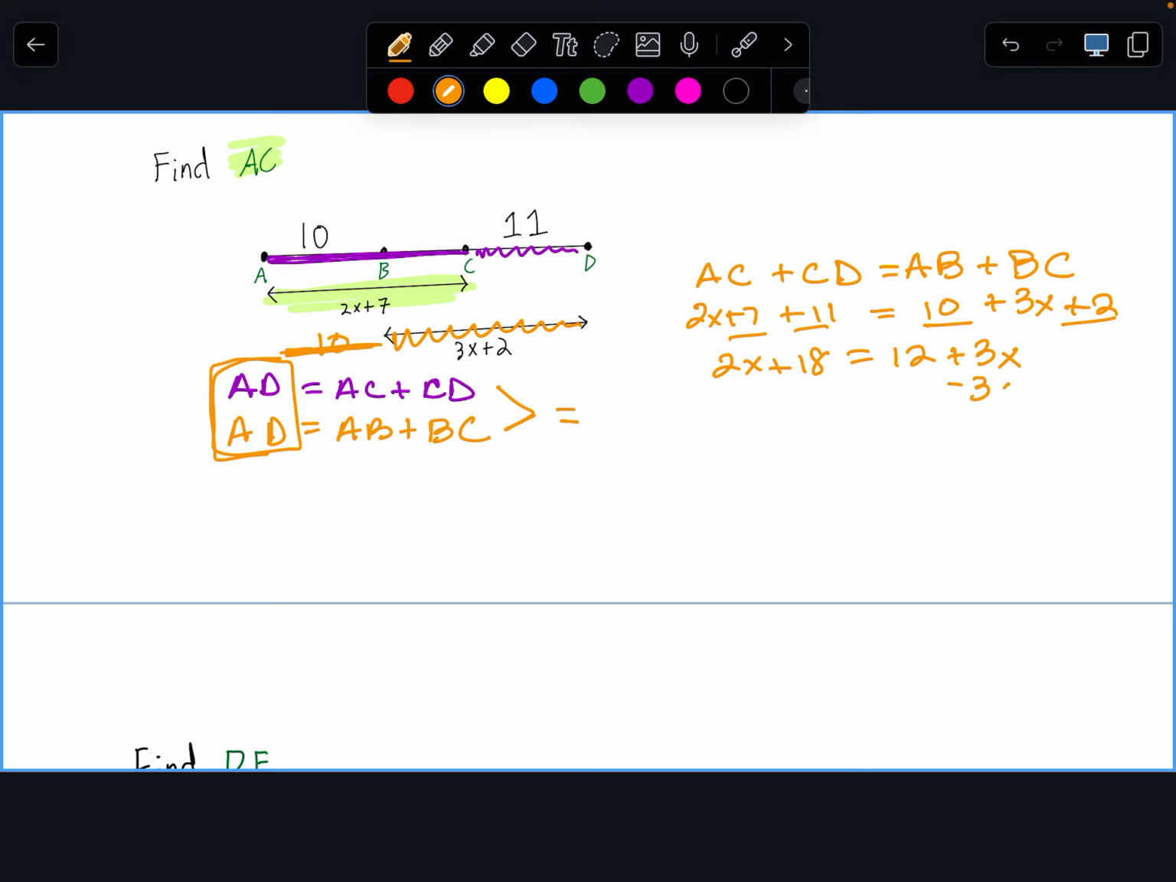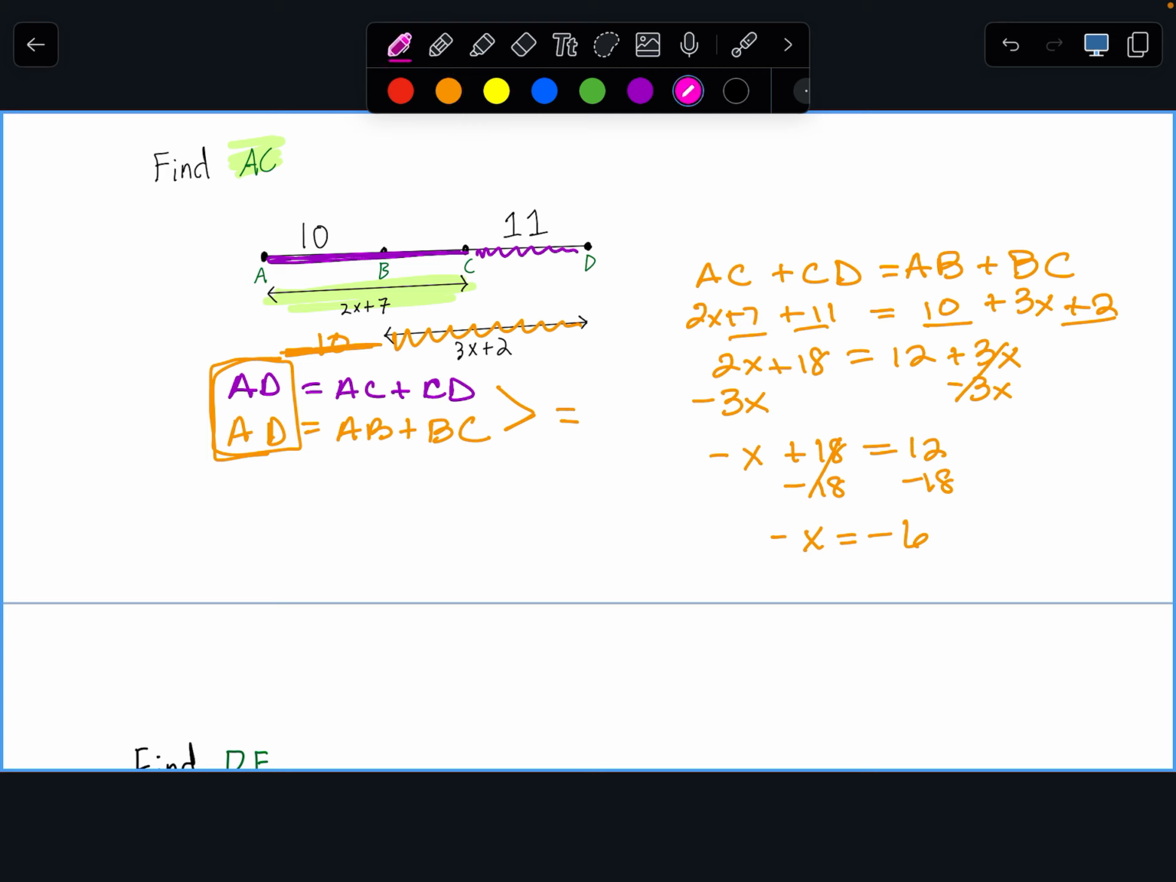I need to move the variable to the left side. That's negative x plus 18 equals 12. So then minus 18, so I have negative x equals negative 6. But I can't stop there because x can't be negative. So how do I get rid of that negative?